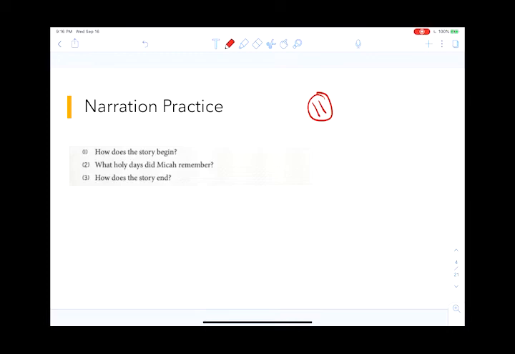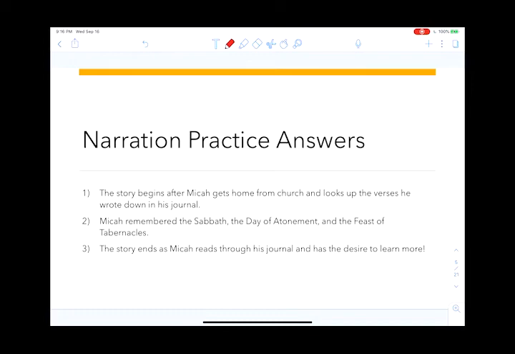Done? Let's go over the answers. 1. The story begins after Micah gets home from church and looks up the verses he wrote down in his journal. 2. Micah remembered the Sabbath, the Day of Atonement, and the Feast of Tabernacles. 3. The story ends as Micah reads through his journal and has the desire to learn more.